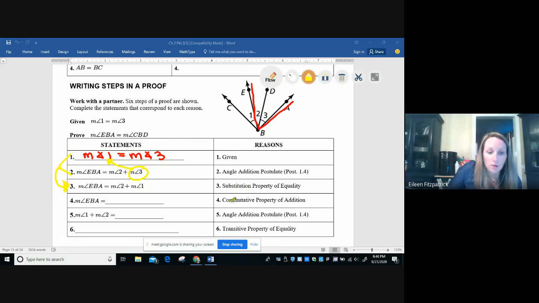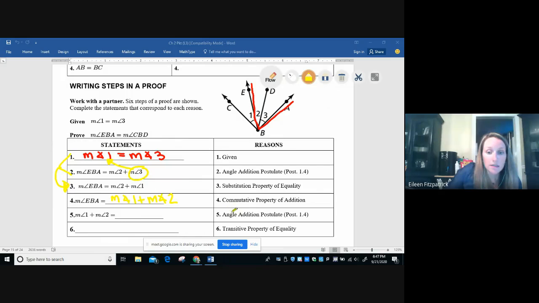Now we're going to use the commutative property, okay, which says the measure of angle EAB is equal to the measurement of angle 1 plus the measurement of angle 2. Just flipping them around. Okay.